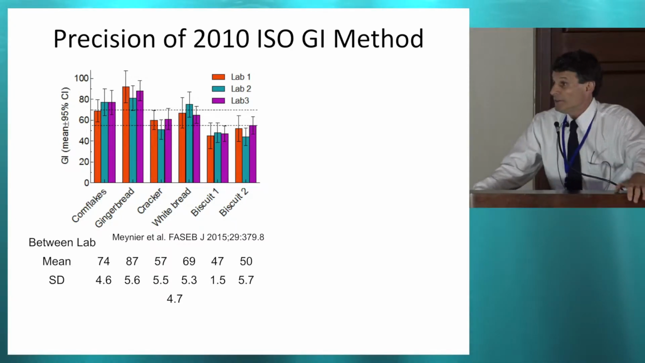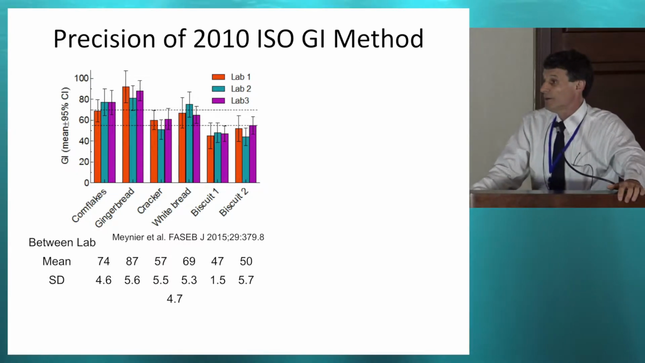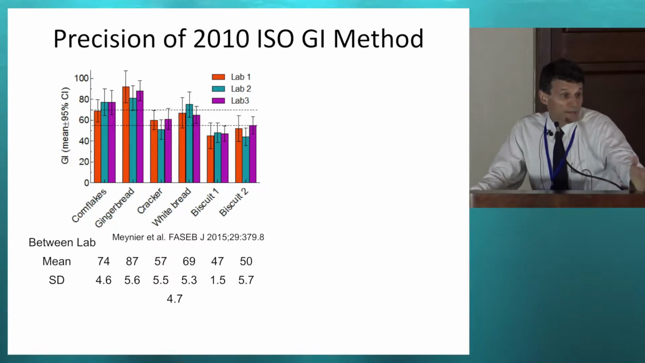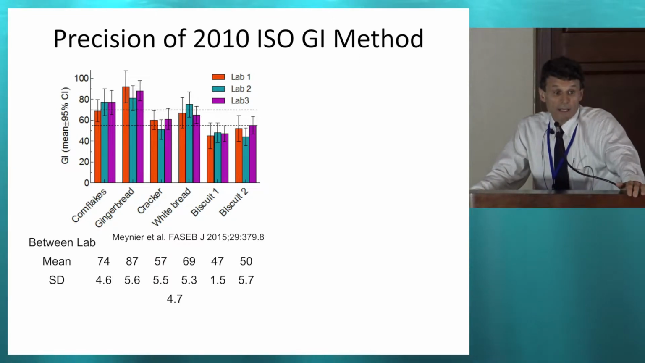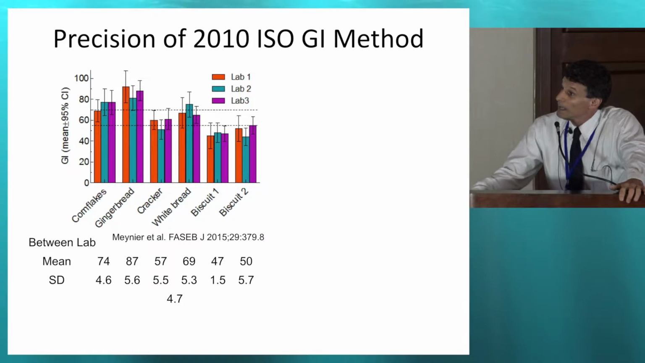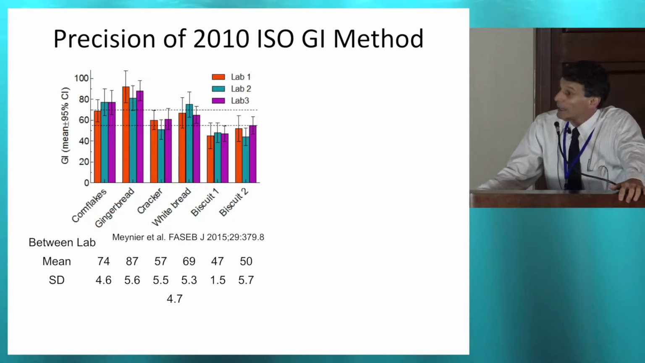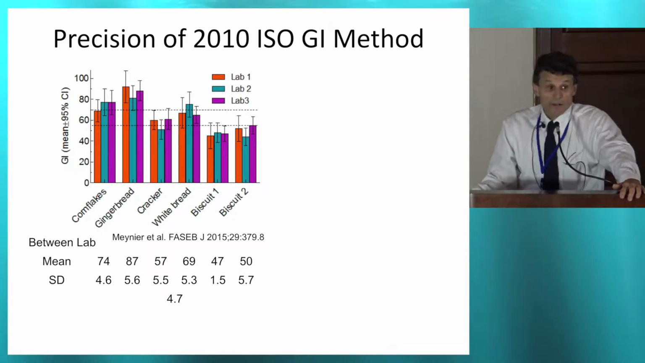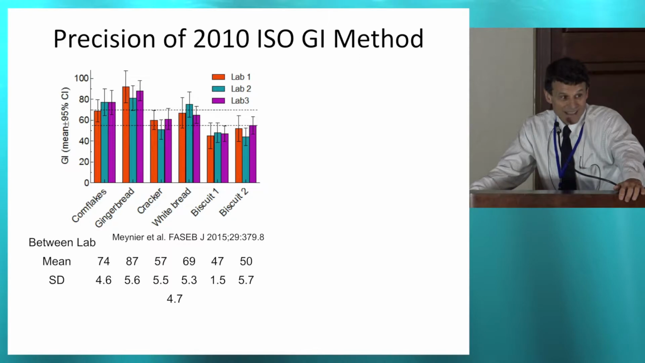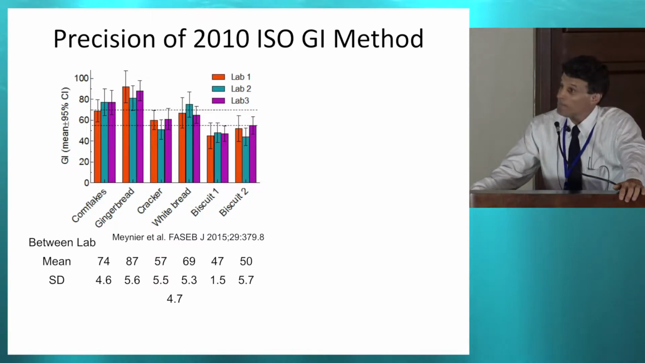This was a study done by one of our clients, presented at FASEB this year, involving myself and our lab and Sydney and a lab in France, where we tested 6 foods. And these are the means and the 95% confidence intervals of the GI values for these foods. And the mean standard deviation is 4.7. Half of what it was in the original studies.